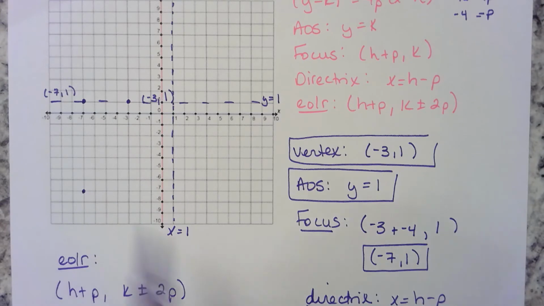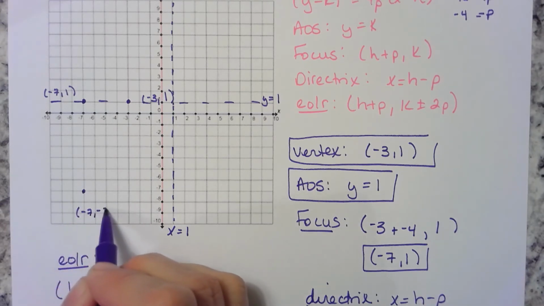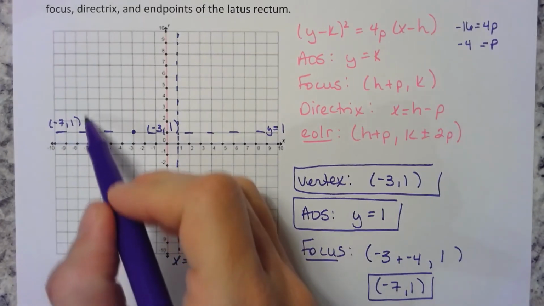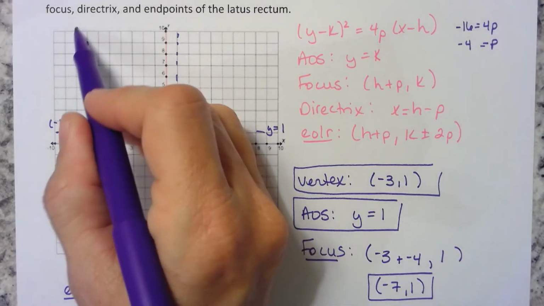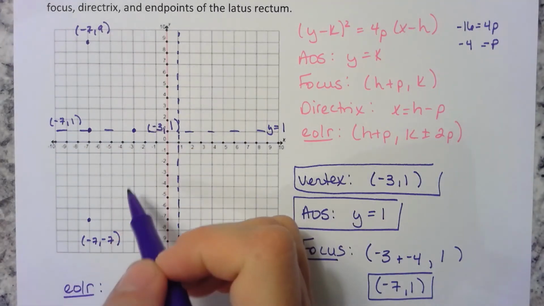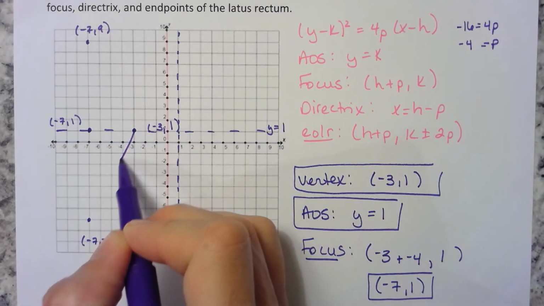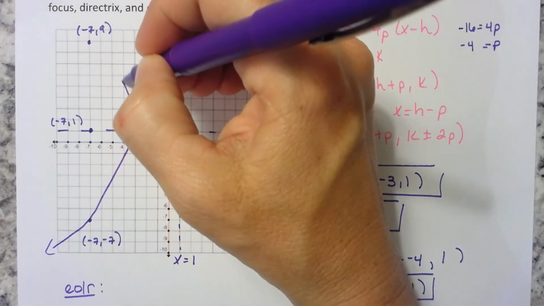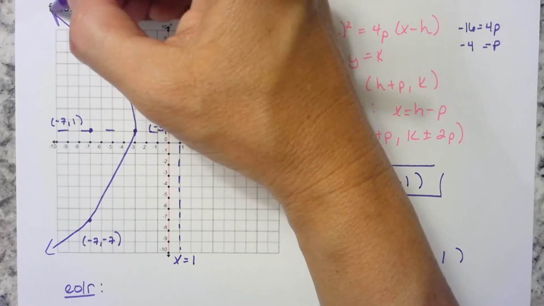And then we have the endpoints of the latus rectum, which are negative 7, negative 7, I think that's right there, and we also have negative 7, 9. And then our parabola, this is our vertex. Our parabola does something like, that's beautiful, isn't it? Does something like this. Hopefully yours looks better than mine.